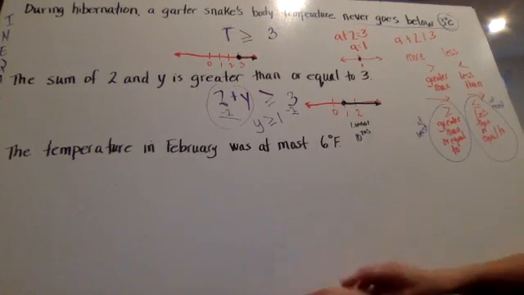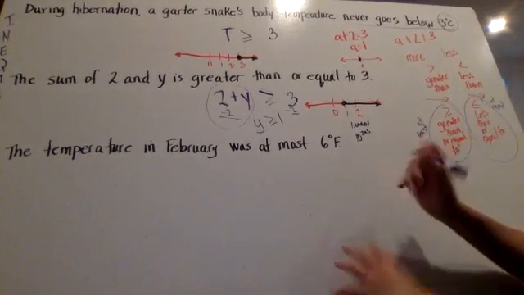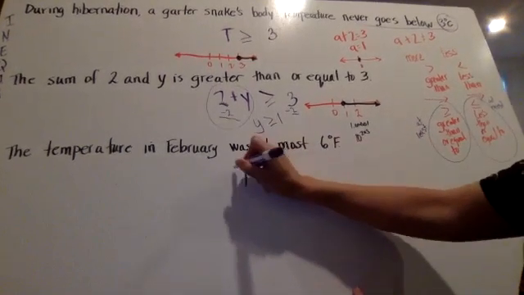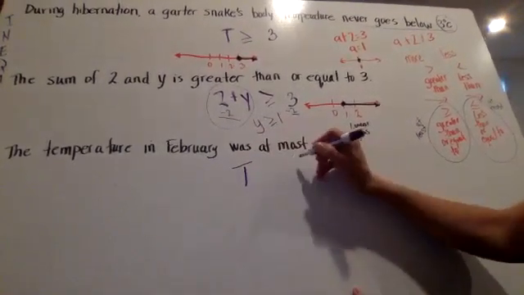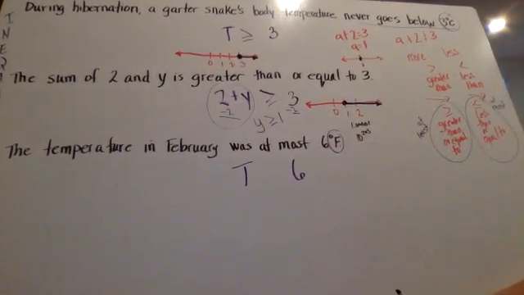Right. Let's try one more. Temperature in February was at most 6 degrees Fahrenheit. So temperature, and I have 6 over here. Again, I'm going to leave the units off just because I might think it's another variable. I don't want to do that. Was at most. So what symbol would show at most? It would be less than.